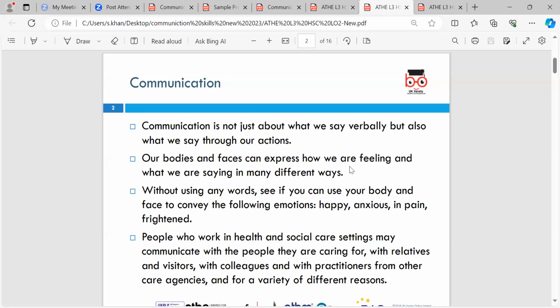So what kind of messages can your body language give out, Jewel? Yeah, it could convey that you are happy. Be scared? Yeah, scared, pain, frightening. So your body language could give lots of messages to different people. There may be a message where you don't like someone, and your body language can portray that.